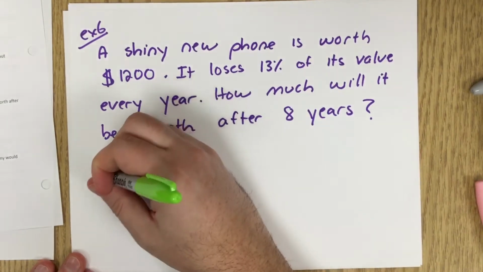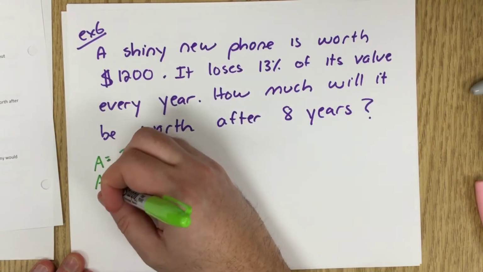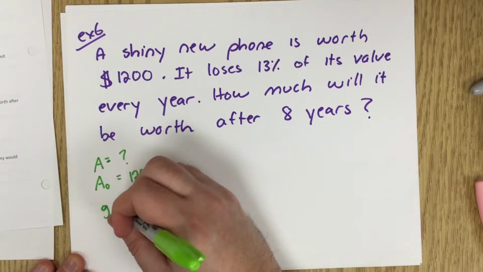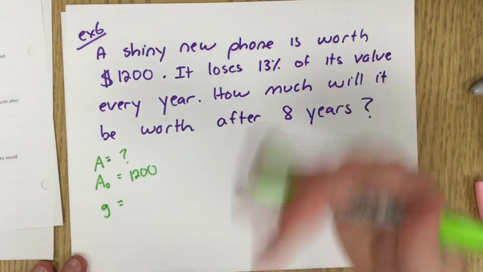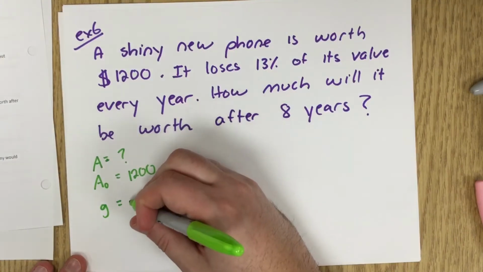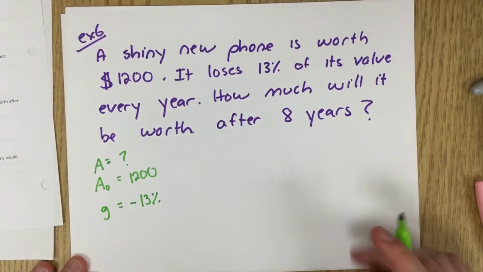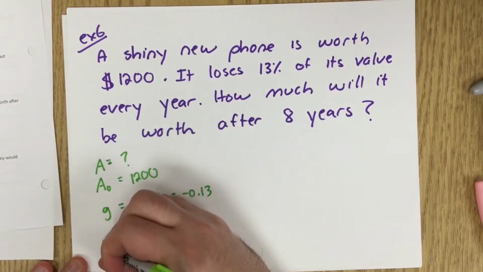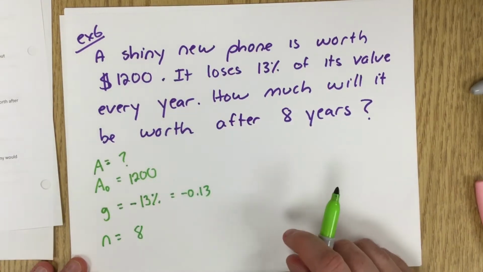So, we don't know what the final amount is going to be. The initial amount was $1,200. Now the growth, though, in this case, it's losing 13% of its value. So in this case, this is a decay. And instead of being plus, it's actually going to be negative 13%, which is going to be negative 0.13. And the number of times it grows is going to be, well, it's that much per year, so that one's pretty straightforward.